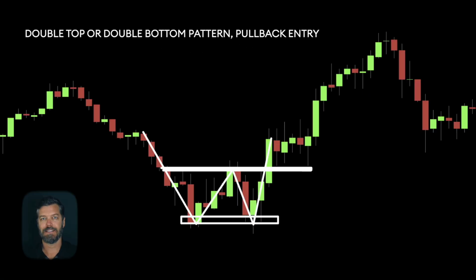Now, let's move on to the third variation. Instead of taking the breakout entry immediately, you could wait for the price to pull back to the newly established support level. This second entry on the pullback often provides a better and more secure opportunity. What makes this level particularly attractive is that it was formed earlier, making it a strong point of reference.